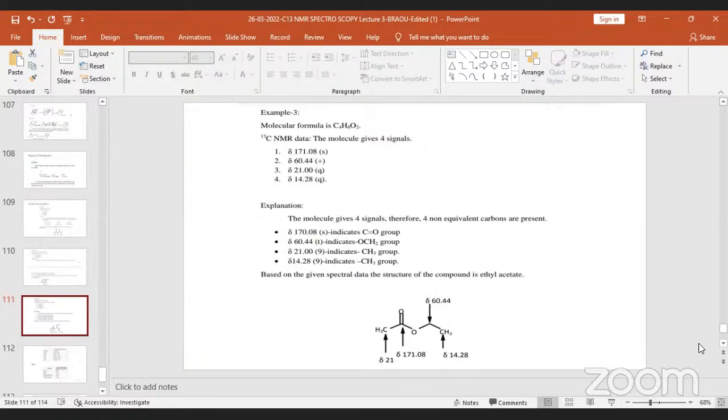Try to solve more problems, especially first the problems given at the end of the chapter. Those are to be solved first, and later on you can go for slightly higher level problems. So that's about the applications of C13 NMR. That finishes C13 NMR. We still need to discuss F19 and P31 NMR and 2D NMR. Hope to discuss them in tomorrow's session. That's all for today.